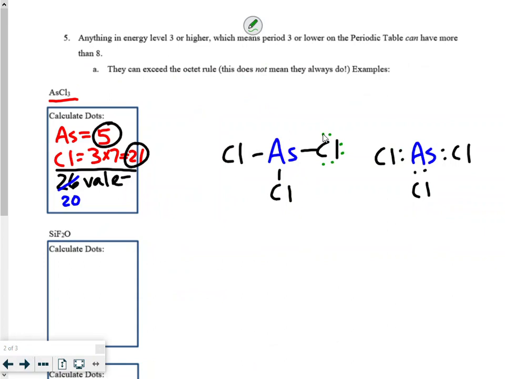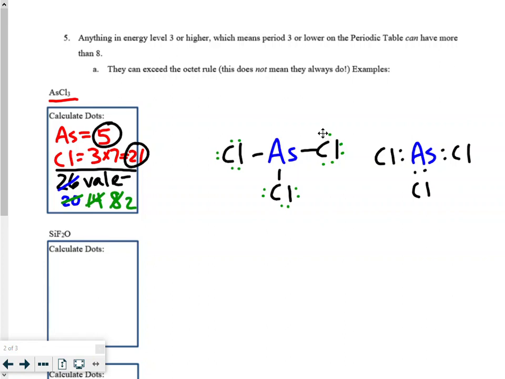6 of my 20, so now I'm down to how many? I have 14 left. Let me keep satisfying the ligand here. 2, 4, 6. So now I'm down to 8. We have 8 left. And the last one, 2, 4, 6. Now I'm down to 2. Okay, I've satisfied all the octets of the ligands.